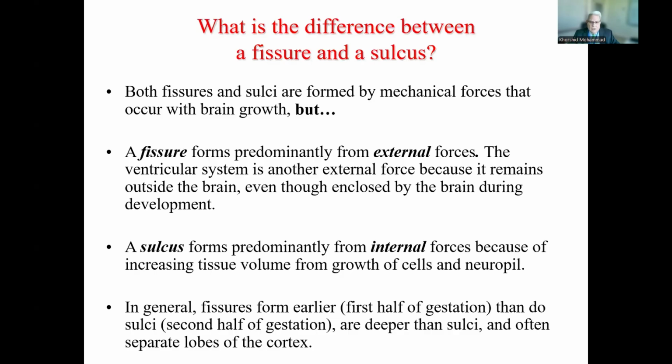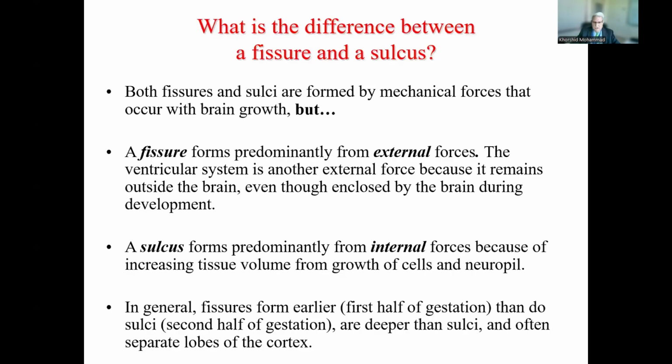So, what are the differences between a fissure and a sulcus? Both fissures and sulci are grooves in the brain, and they are formed by mechanical forces that occur with brain growth. But a flexure occurs predominantly from external forces as the cranium is developing and as the ventricular system is developing.